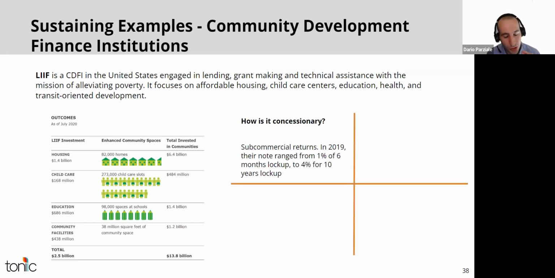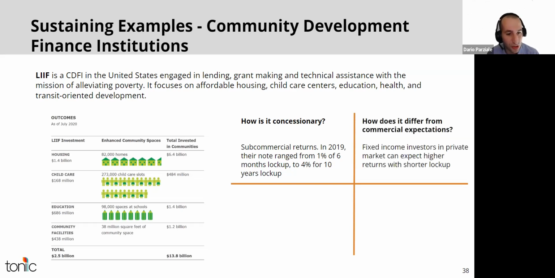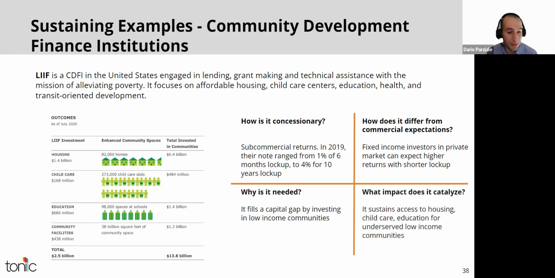In 2019, their notes ranged from 1% return over a 6-month lockup to 4% return for a 10-year lockup. It differs from commercial expectations because fixed income investors in private markets can expect higher returns with shorter lockups. It is needed because it fills a capital gap by investing in low-income communities, and the impact that it catalyzes is to sustain access to housing, childcare, and education for underserved low-income communities.